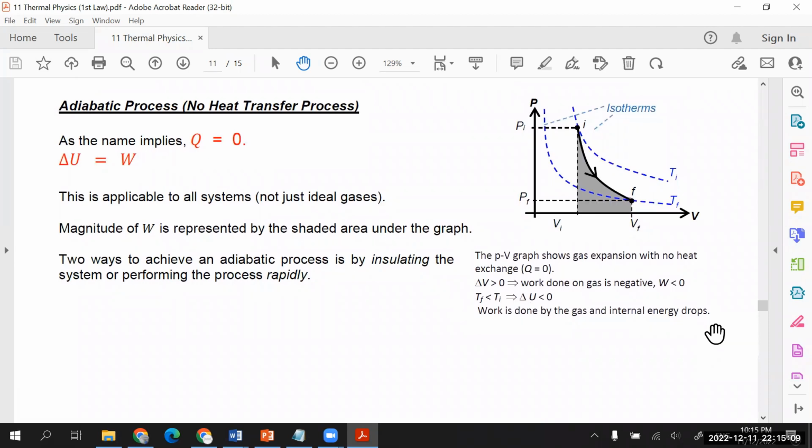Adiabatic process. Adiabatic refers to the situation when there is no heat transfer to the system. In practice, if a system is well insulated, then you will not have any transfer of thermal energy. So Q will be 0. So in this process, delta U will be equal to W.